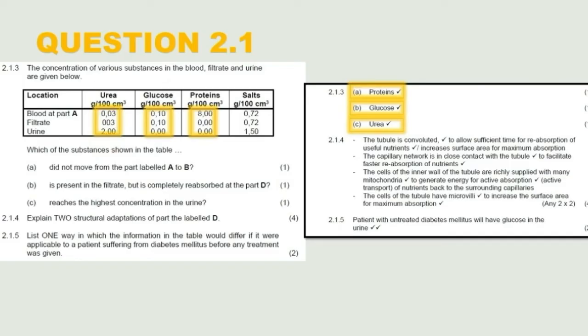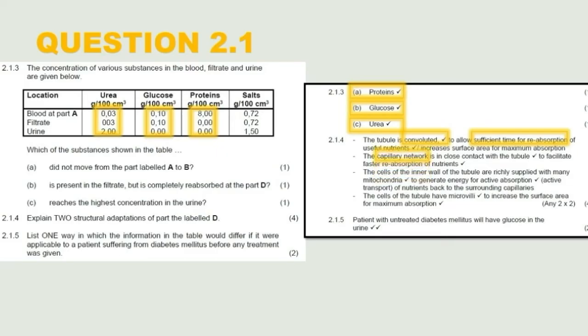Then they want us to explain, in 2.1.4, two structural adaptations for the part labeled D. Your proximal convoluted tubule is convoluted. That means it forms a wave-like structure if you look at the structure itself. The reason for this is to allow sufficient time for reabsorption. So it slows down the filtrate in the nephron to allow for maximum reabsorption.